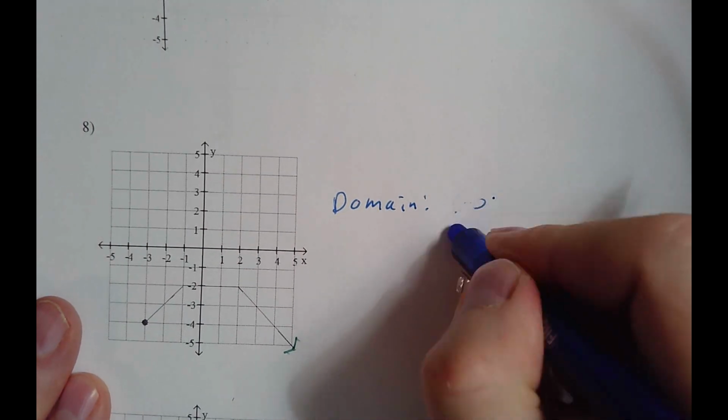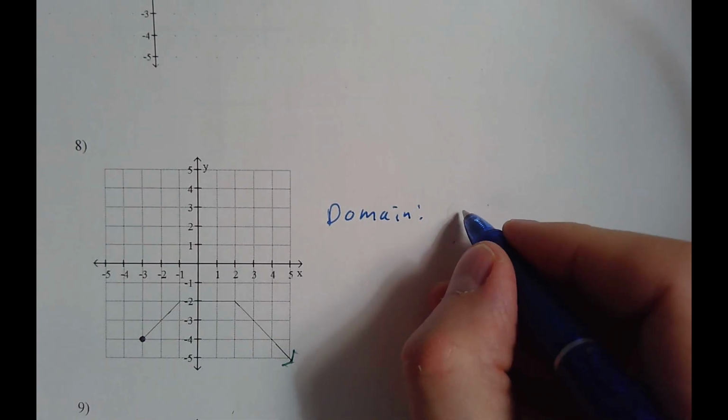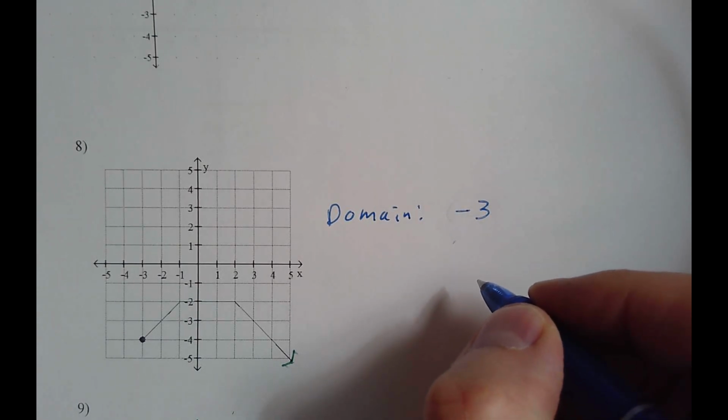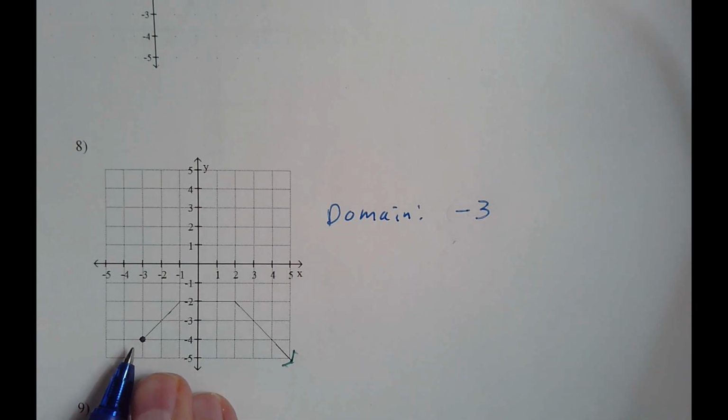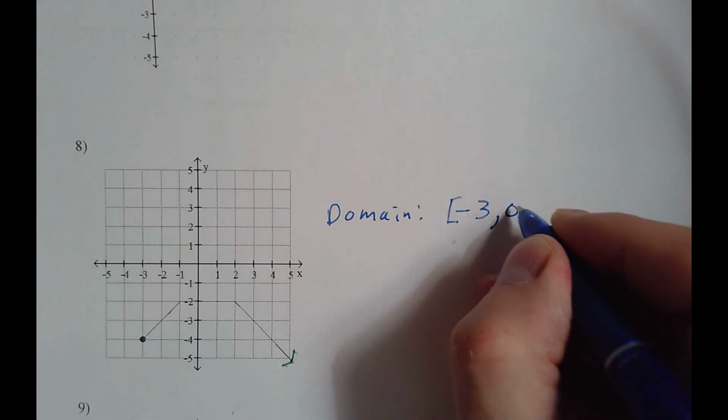Let's try that again. Now ask yourself, am I going to put a parentheses or a square bracket around that negative 3? If I look here, that's a filled-in dot, so I'm including negative 3, so I'm going to need a square bracket. And this goes to positive infinity.